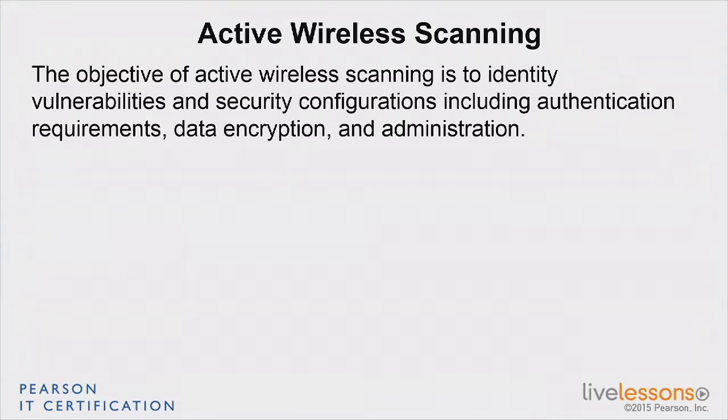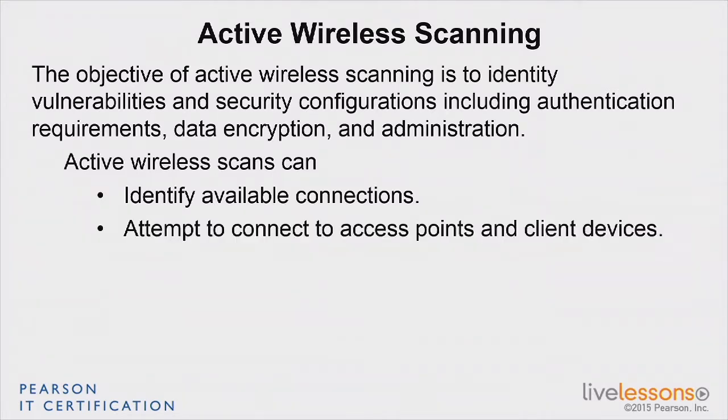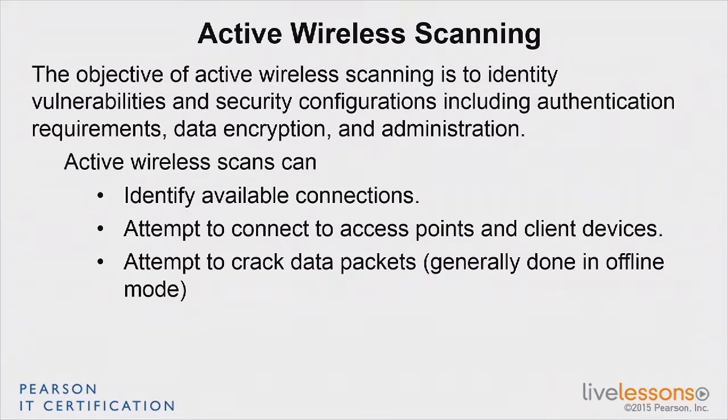The objective of active wireless scanning is to identify vulnerabilities and security configurations, including authentication requirements, data encryption, and administration. So an active wireless scan can identify available connections, can attempt to connect to access points and client devices that are on that network, can capture and then attempt to crack the data packets. And generally that's done in an offline mode. So the packets are captured and then they're run through cracking programs offline.